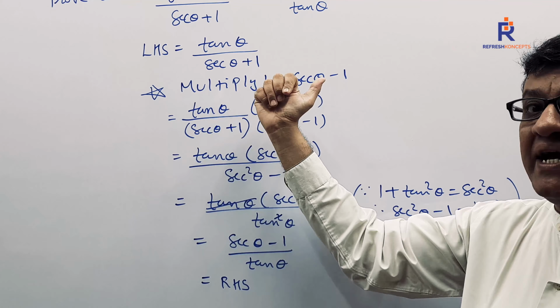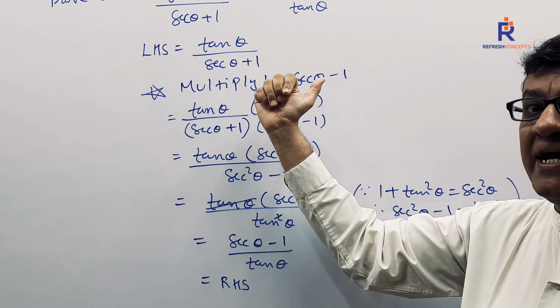Don't you think this tan theta and one of the tan theta gets cancelled off? When we have tan square theta, that means there are two tan theta. One tan theta gets cancelled off. I'm left with sec theta minus 1 by tan theta. That's what my RHS is.